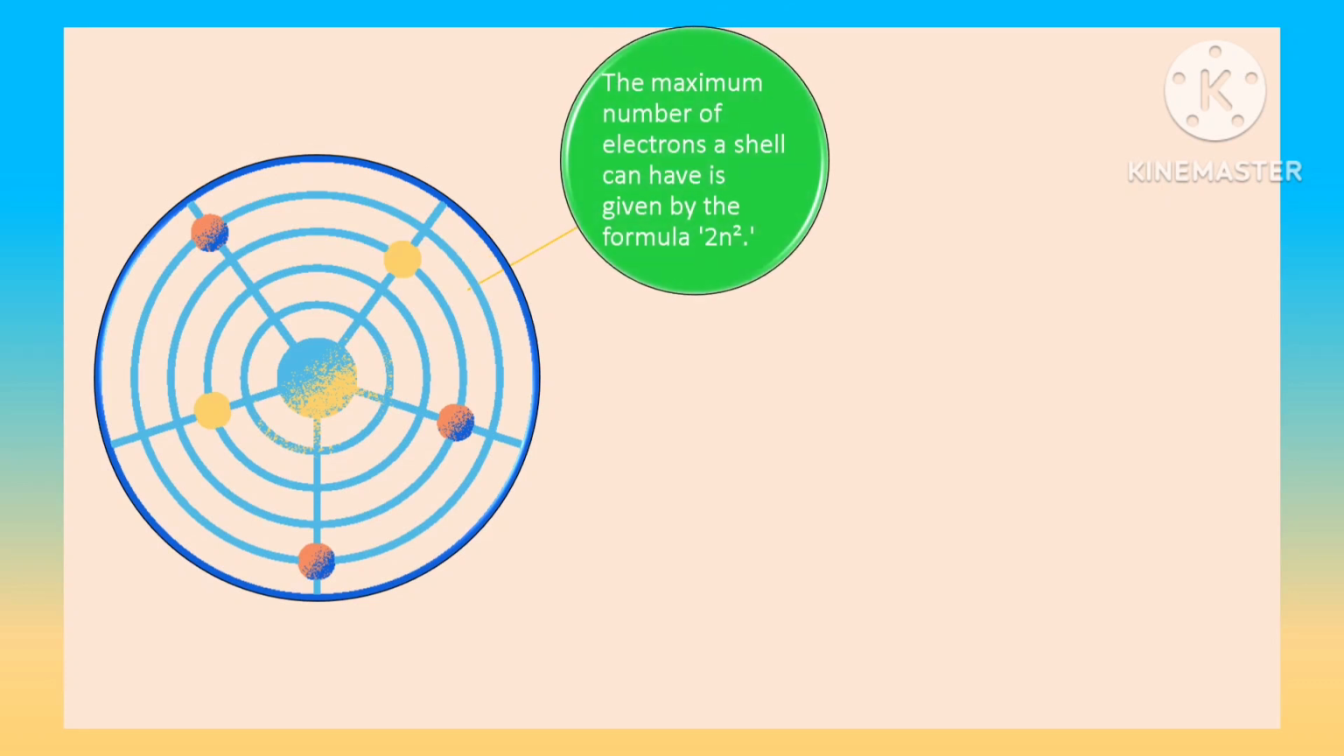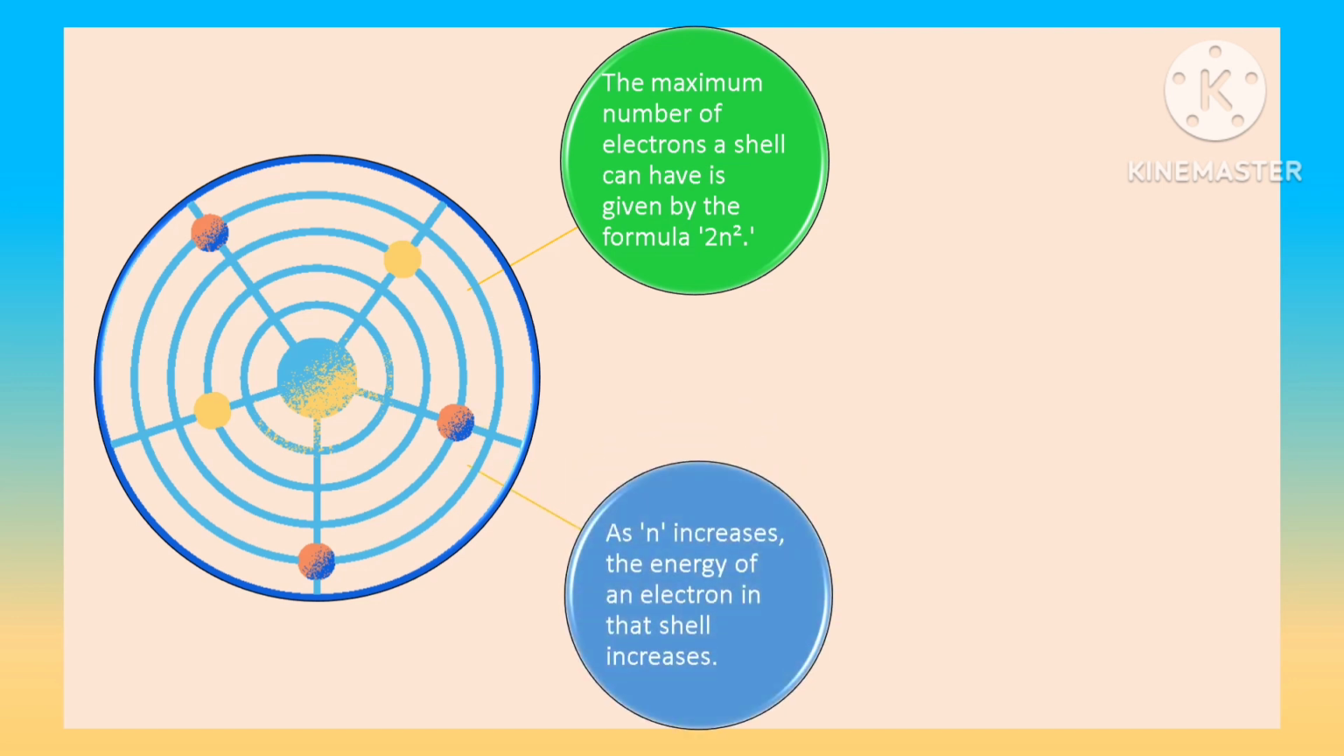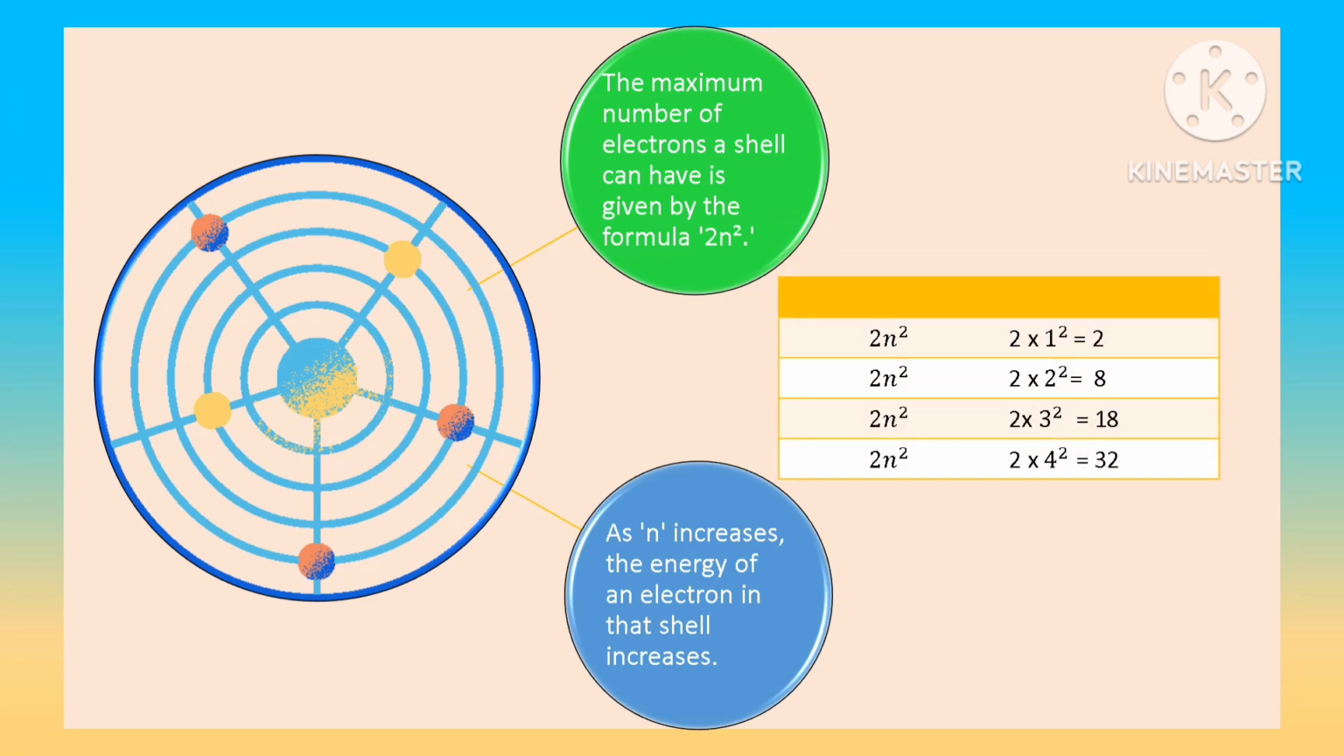The maximum number of electrons a shell can have is given by the formula 2n². As n increases, the energy of an electron in that shell increases. Here n stands for the position of the shell. When the position of the shell is first, it contains a maximum of 2 electrons. When it is second, it contains a maximum of 8 electrons. When it is third, a maximum of 18 electrons, and when it is fourth, a maximum of 32 electrons.